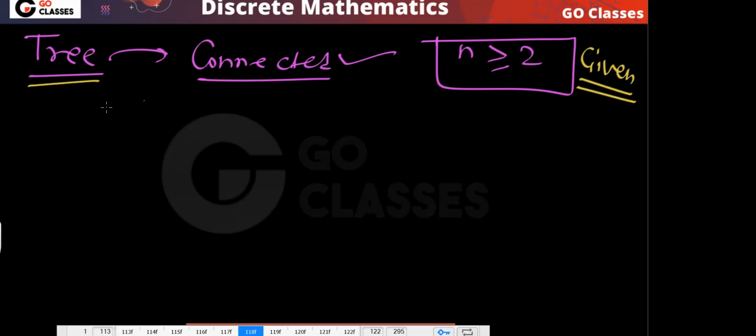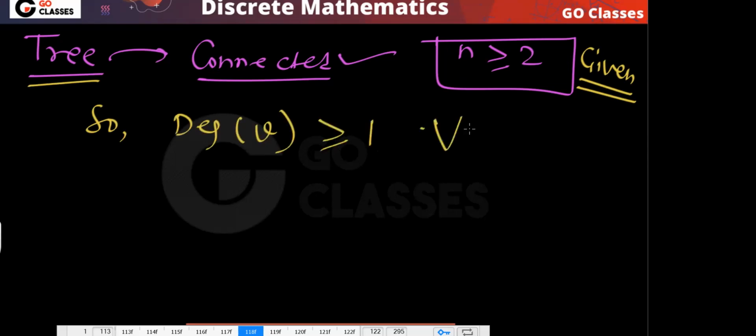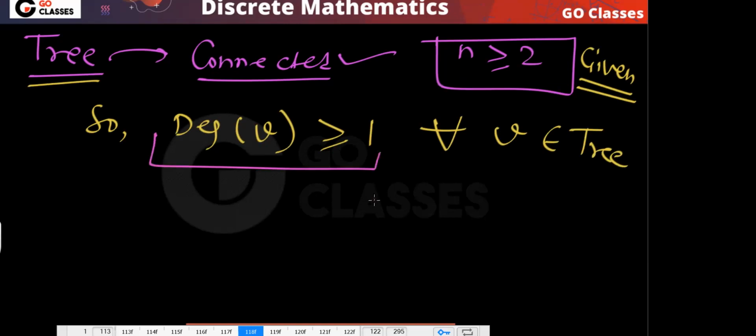This is given, tree is connected. So what can I say about the degree of v? It is greater than or equal to 1 for all vertices in the tree. This is correct. Every vertex should have degree greater than or equal to 1, because this is connected. So you cannot have an isolated vertex, you cannot have a degree 0 vertex.